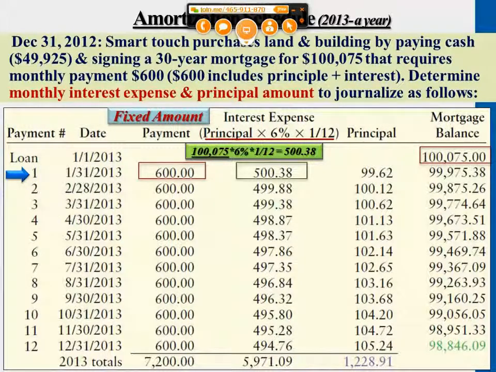If we want to journalize this, the credit side would be cash, because we're paying off $600. This part we definitely know for sure. Every single month is always $600. The part that belongs to interest expense would be $500.38. And the part that we're paying as mortgage payable would be $99.62. Together forms this $600 of fixed payment.